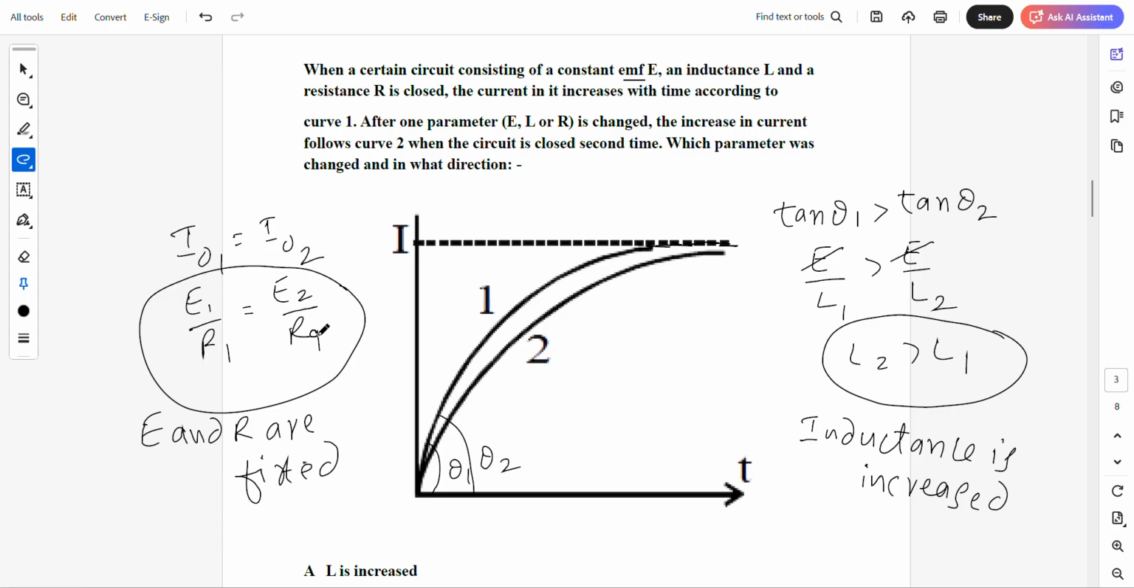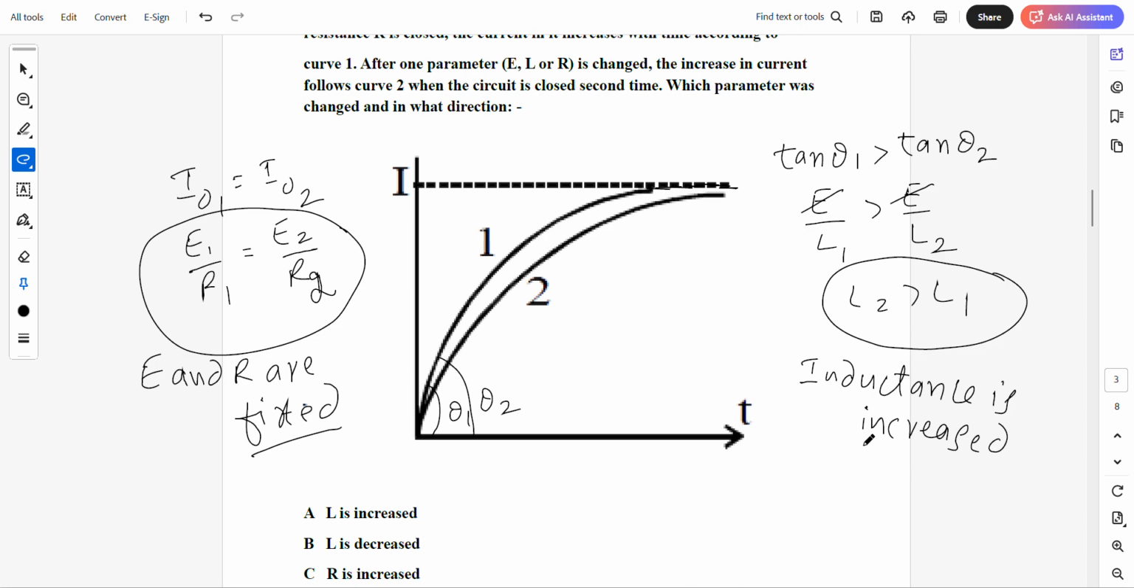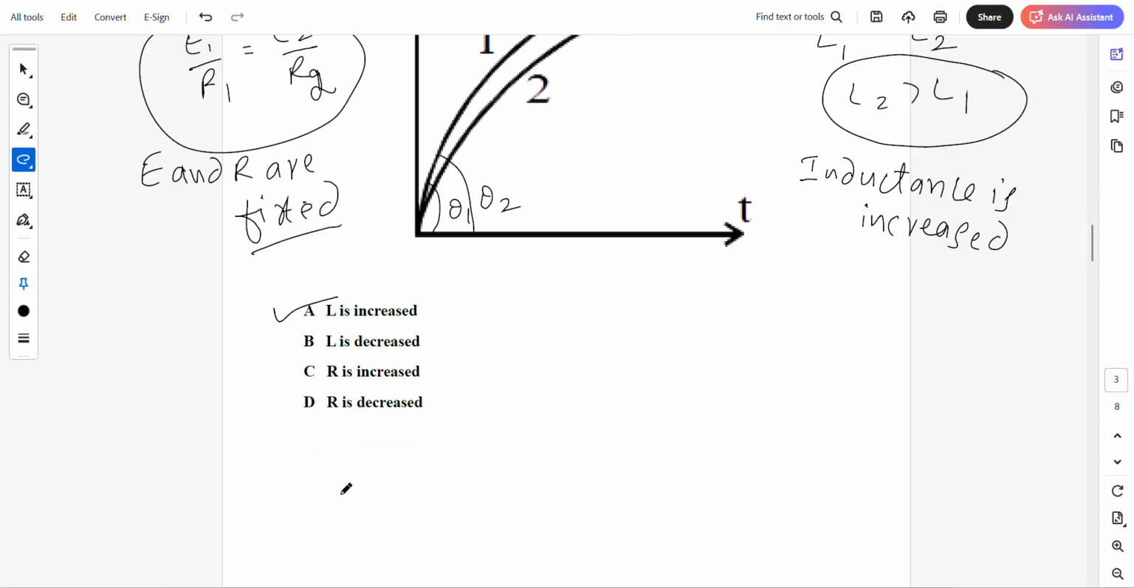Okay, this is R1, this is R2. Here E and R are fixed. What is I naught 1? E1 by R1, I naught 2 is E2 by R2. And what is tan theta 1? E by L1, E by L2. Okay, because it is having constant EMF. E and R are fixed here. Therefore, inductance is getting changed. L is increased in the second case. Hope you understood this one.